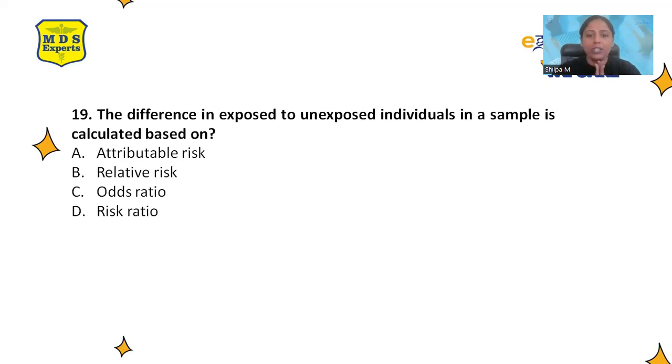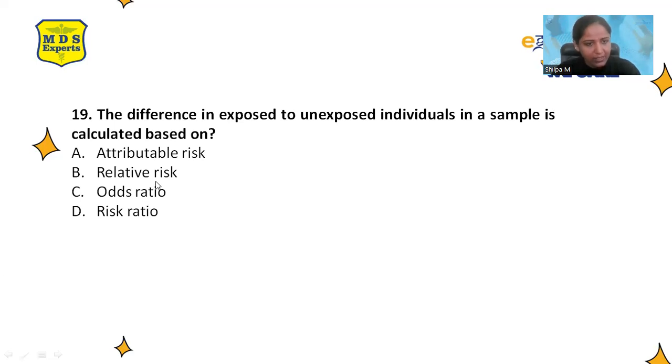Now we come to again a general epidemiology question. The word difference: the difference in exposed to unexposed individuals. Please note, the difference in incidence of disease is something which I'm understanding, so you have to improvise here. The difference in the incidence of disease in exposed to unexposed is based on, so coming back to your basic concepts of relative risk, attributable risk.